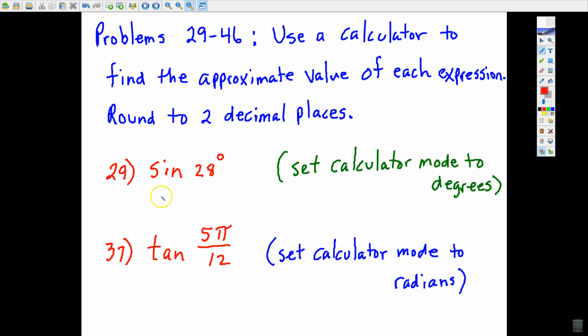All right, so let me just write those answers down again. Number 29 was 0.47. And number 37 is 3.73. So once again, the only thing to really make yourself remember is to change the mode. That's probably the most commonly made mistake on these problems, is people forgetting to change the mode in their calculator, and they give me the wrong decimal. Okay, any questions on this block of problems?